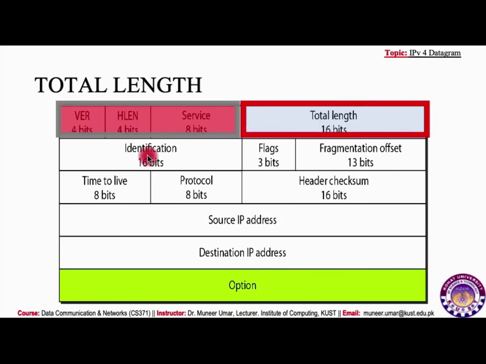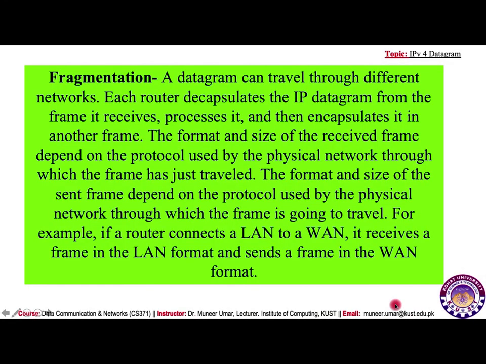Then we have identification, flags, and fragment offset. These three fields are related to the fragmentation of the IP datagram, when the size of the datagram is larger than the underlying network can carry. Now we are going to discuss these three fields. First, let's know about fragmentation.